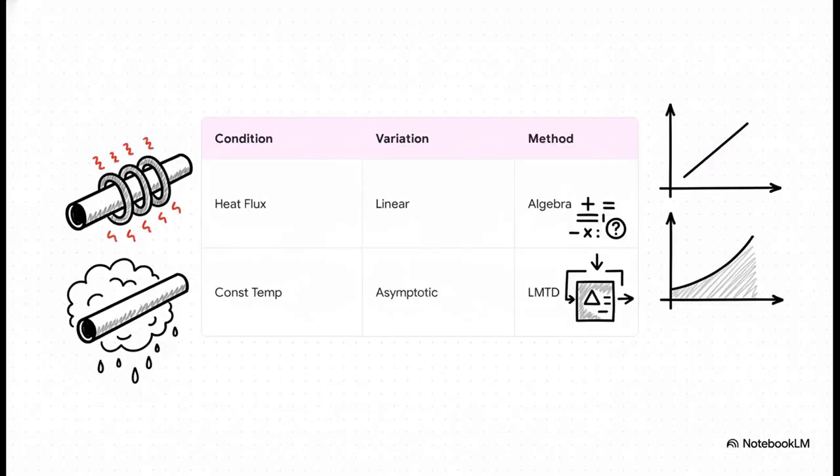Let's see how this plays out in 2 really common scenarios you'll likely face. Example 1. You're told a pipe is wrapped in an electric heater. Bam! Step 1, constant heat flux. Step 2, linear rise. Step 3, simple algebra. Okay, example 2. The prompt says the pipe runs through condensing steam. Bam! Step 1, constant surface temperature. Step 2, asymptotic curve. Step 3, you write down the LMTD equation. Memorize this logic map and I promise you cannot fail.